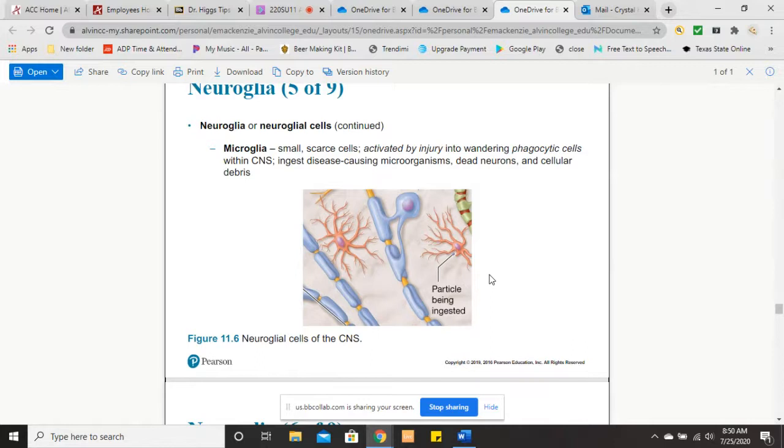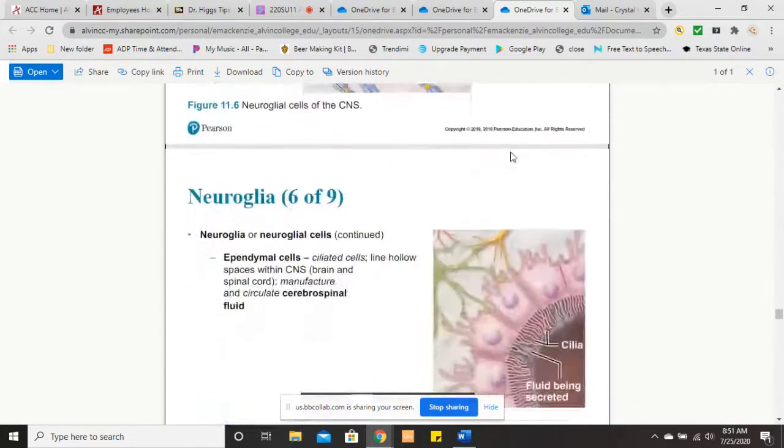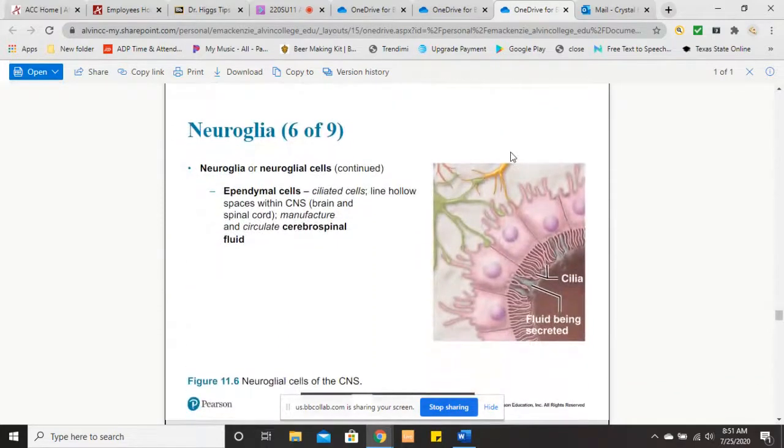And what do white blood cells do? They fight and prevent diseases. How? They literally eat them. Remember, phagocytosis is cell eating. So a phagocytic cell is a cell that eats things. So if a microglial cell sees something that does not belong, it's going to eat it in order to protect you. And then there's the ependymal cell.